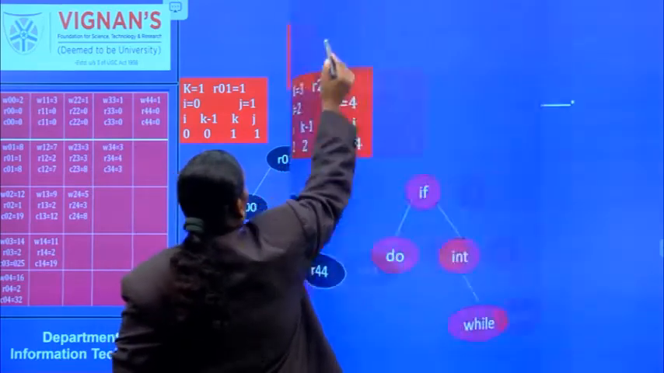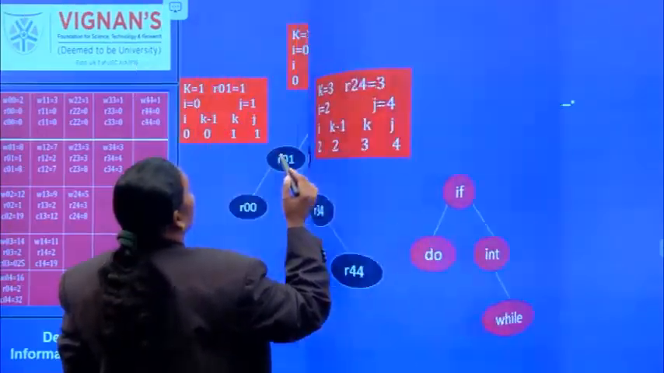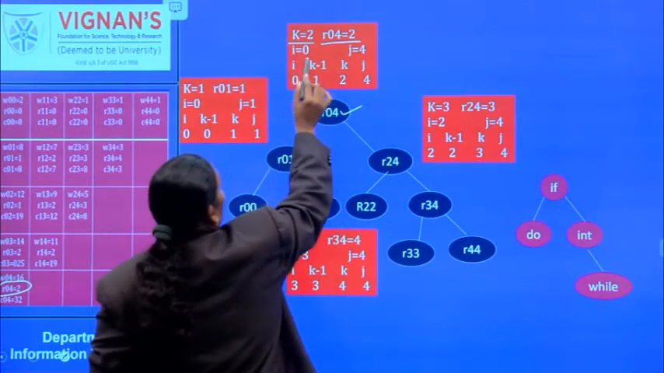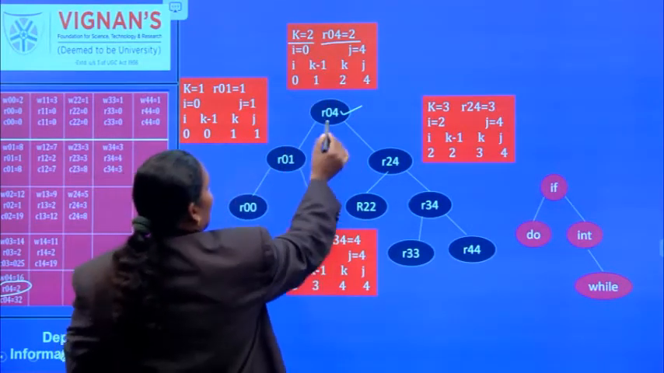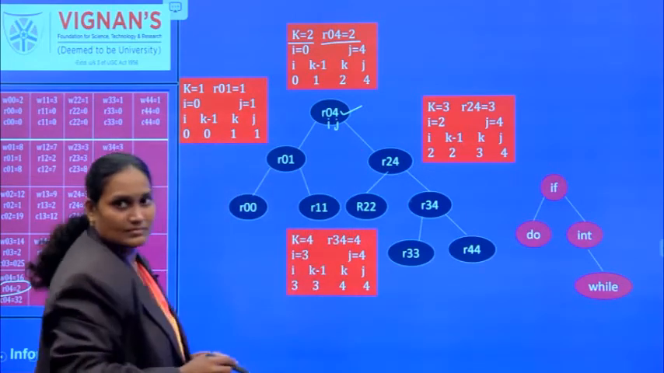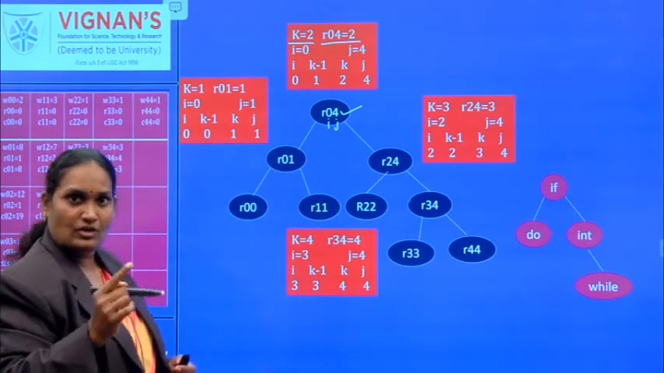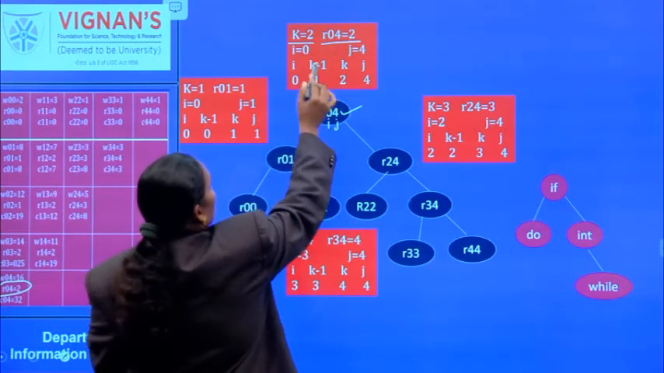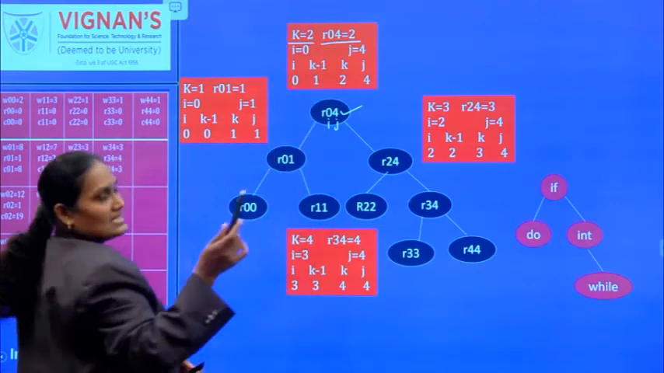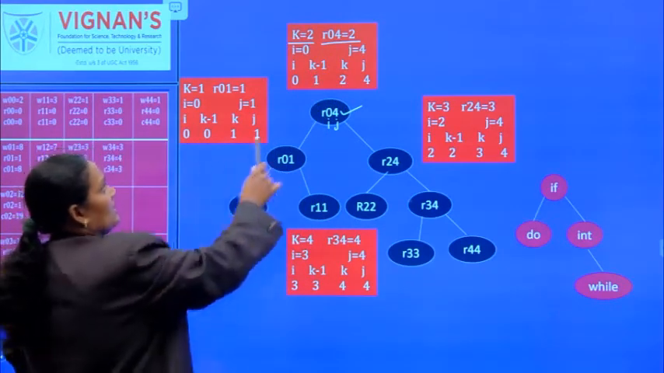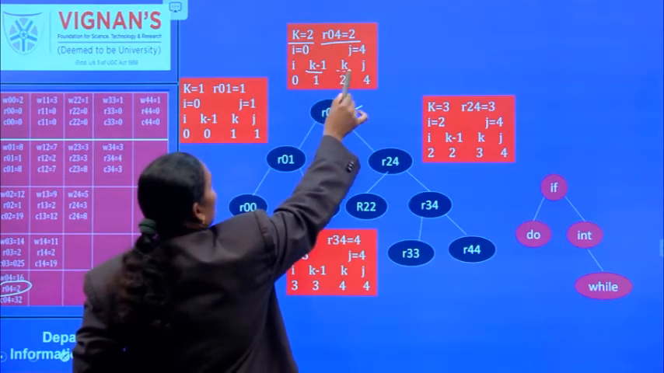R04 value is 2 and here K is equal to 2. Now let us take R04 means I is 0, J is 4. That is here I is 0, J is 4. Now what is K? What the R04 value is, that itself becomes K. That is K is equal to 2. Now here we take K minus 1 and K.